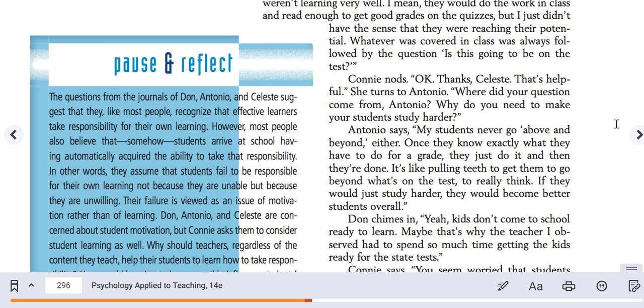Antonio says, "My students never go above and beyond either. Once they know exactly what they have to do for a grade, they just do it, and then they're done. It's like pulling teeth to get them to go beyond what's on the test, to really think. If they would just study harder, they would become better students overall."